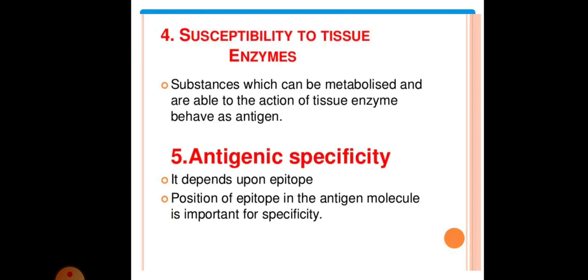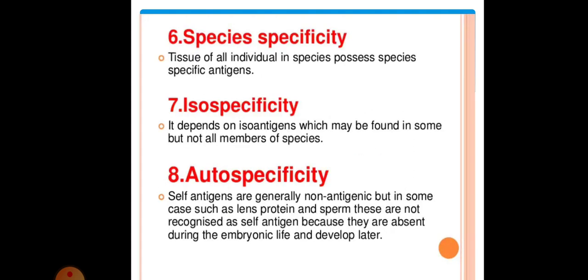That depends upon the epitope. The position of the epitope in the antigen molecule is important for the specificity. So the epitope site should be recognized by that particular substance, then we call it the antigen. Species specificity is also one of the important factors of antigenicity. Tissues of all individuals in a species possess the species-specific antigens.